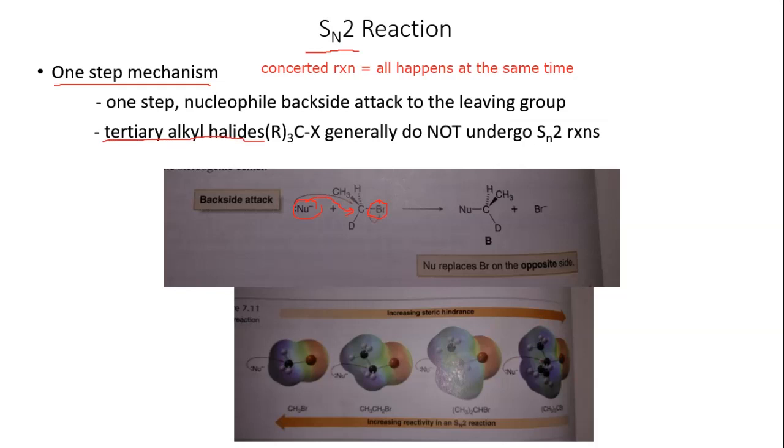Now, for the reactivity of SN2 reactions, like we talked about on the previous slide, the least substituted alkyl halides increase the reactivity of SN2 reactions. So the less steric hindrance, the more favorable the SN2 reaction is. So a methyl halide would have increased reactivity compared to a primary alkyl halide. Again, tertiary alkyl halides do not undergo SN2 reactions.